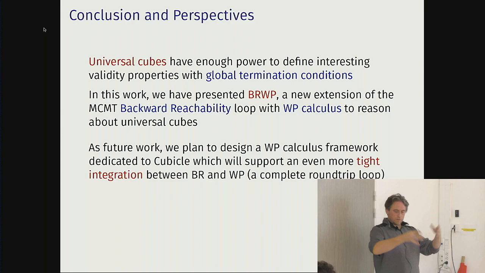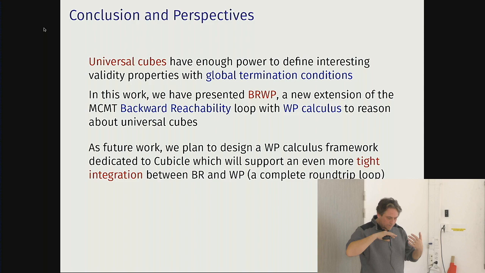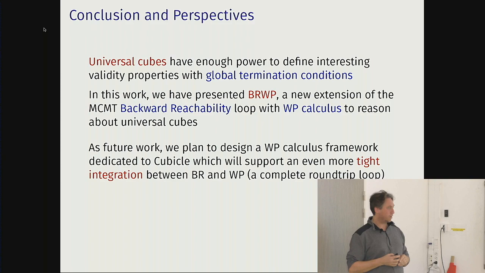Basically, if we design our own WP calculus, we can also go a step further that consists in a tighter cooperation between the WP calculus and Cubicle. For instance, what happens when you send something to the WP calculus and it fails to prove the formula? At the moment, nothing. You cannot get something from Why3. We plan to get something from Why3 to have this kind of complete round-trip loop. That's it. Thank you.